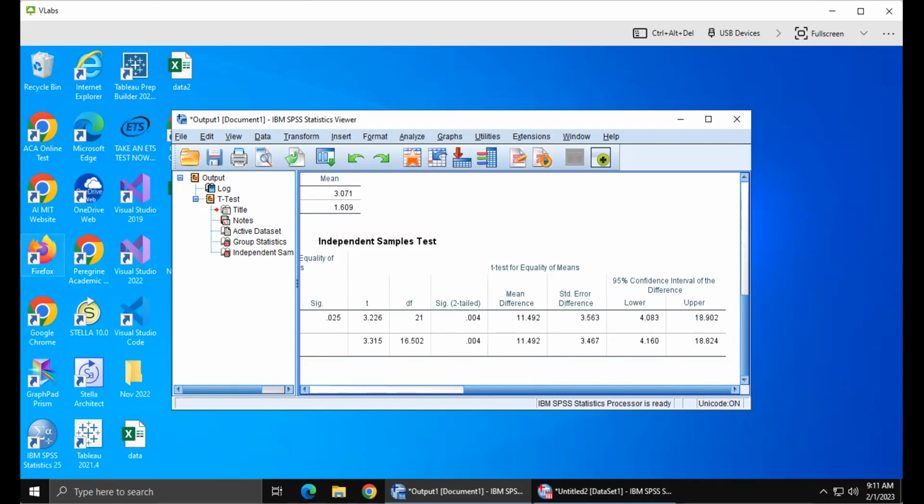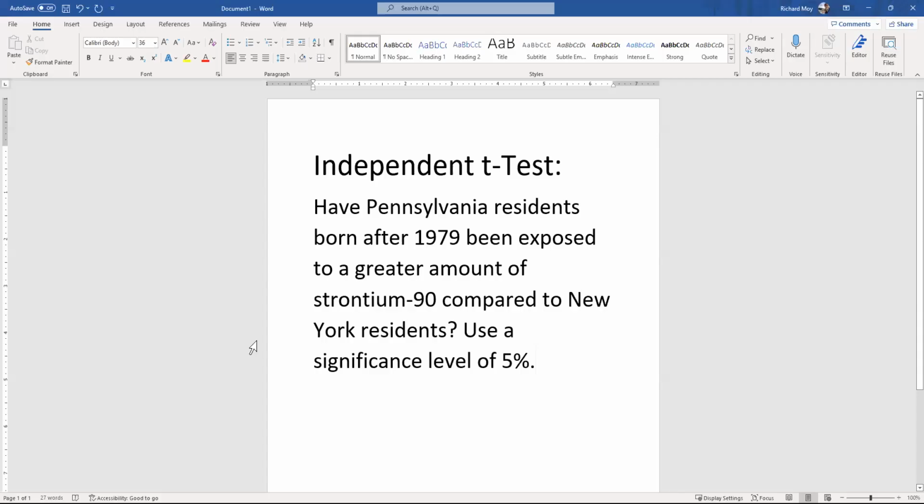So if we go back and look at what our initial problem was, we're going to conclude that, yes, we believe that Pennsylvania residents have been exposed to a greater amount of strontium-90 since 1979 as compared to New York residents.